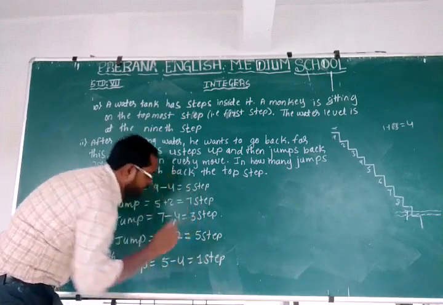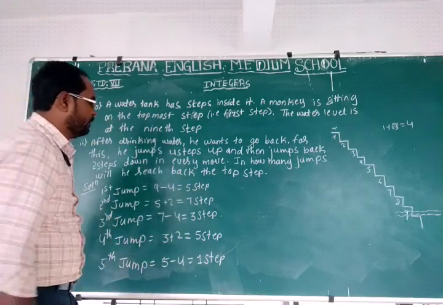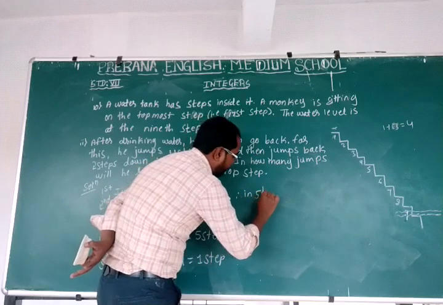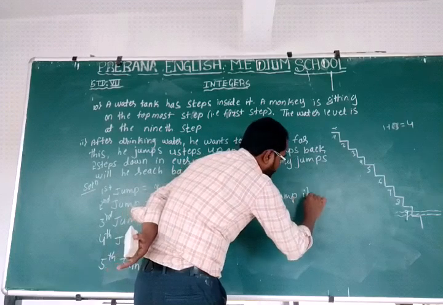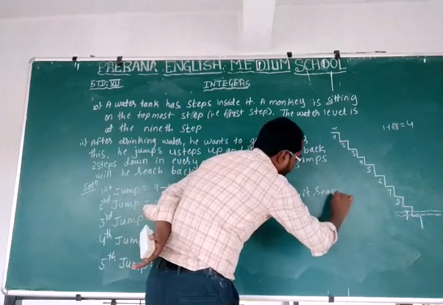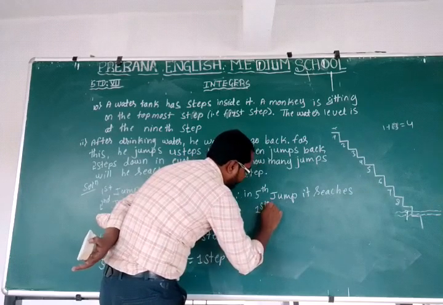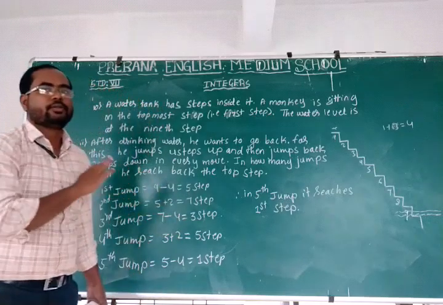So in how many jumps did it reach? So in 5th jump it reached the 1st step. Therefore in 5th jump it reaches first step. This is how you solve.